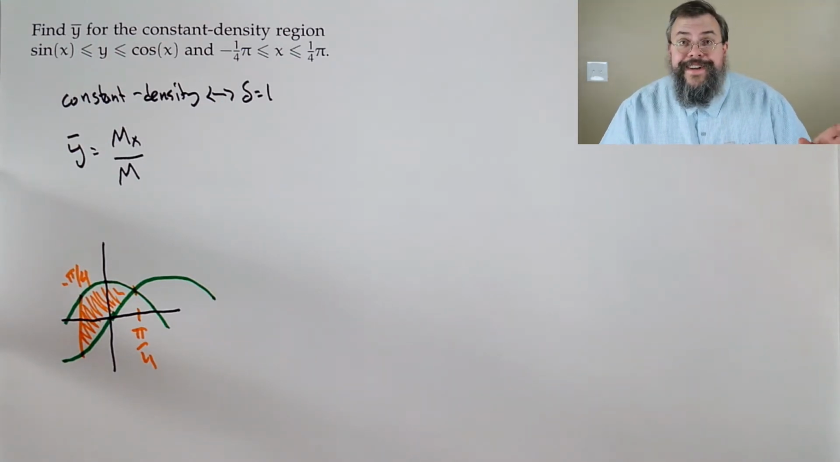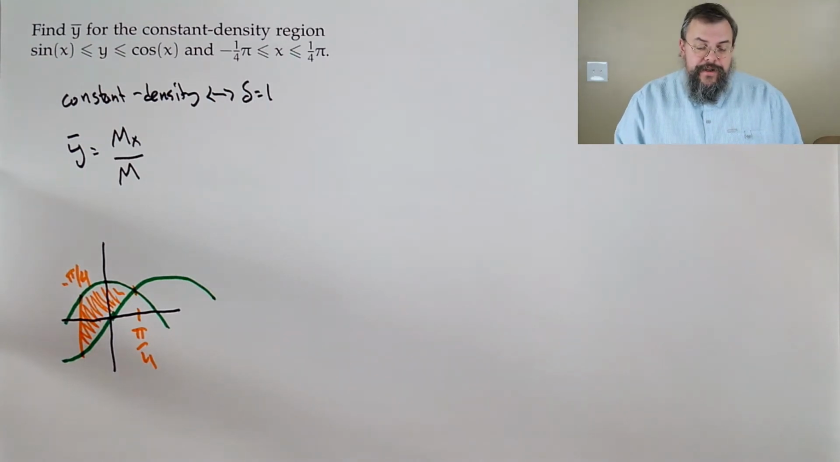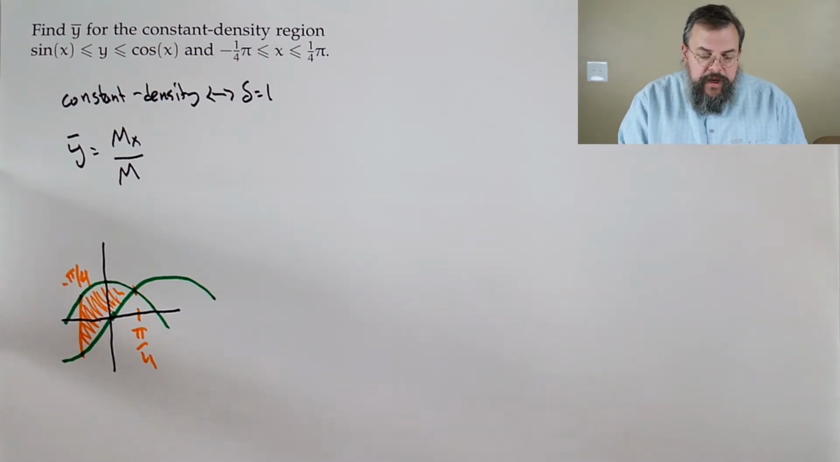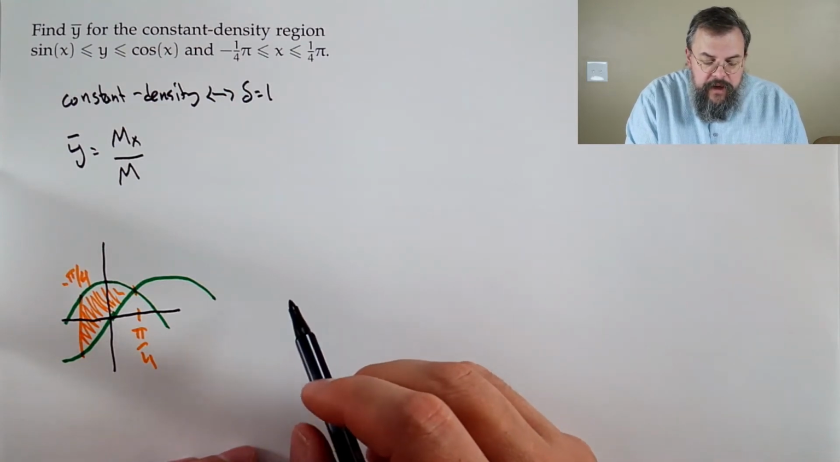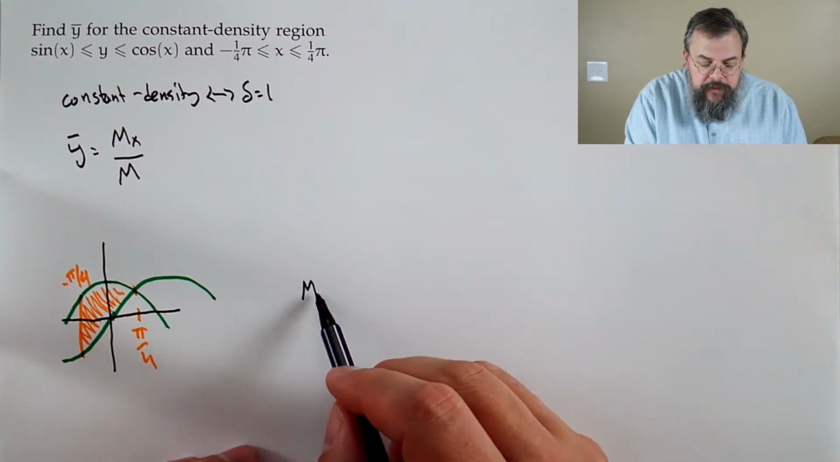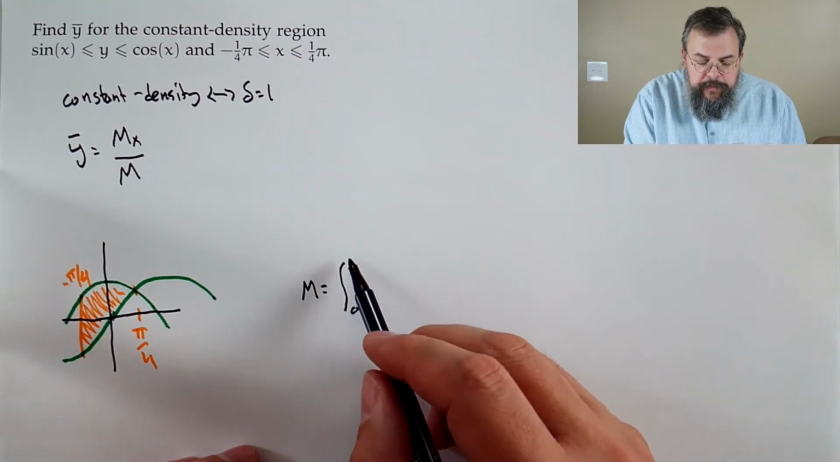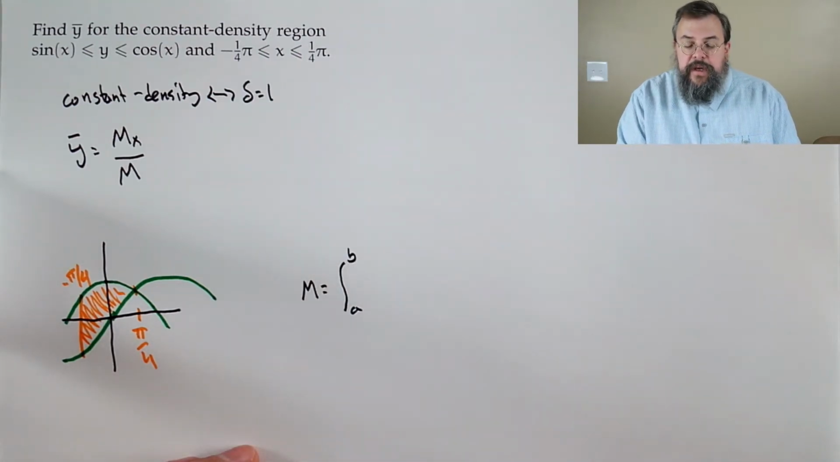Now we begin. Let's start with the mass. We've got to start with one of them, so might as well start with mass. It doesn't really make a difference which one we start with. So how do we do mass? The way we find mass is by adding up the little pieces of mass, so from a to b.